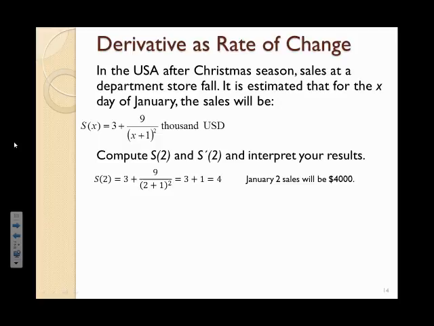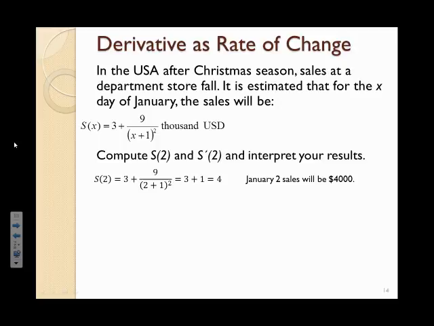So when we're building these kinds of things, we do attempt to link this together so that it makes sense. It would not be good for you to go to your supervisor and he says, what's the sales for January 2nd? And you come back and say, it's $4,000, not $4. So you have to be careful with these kinds of things.